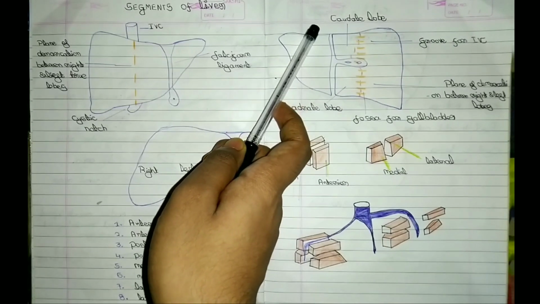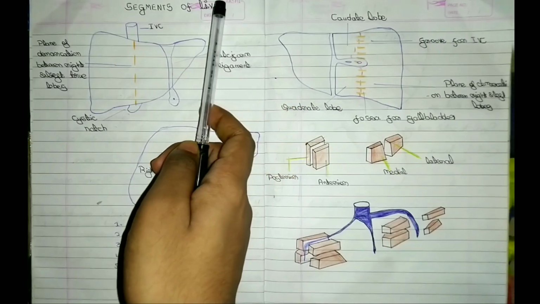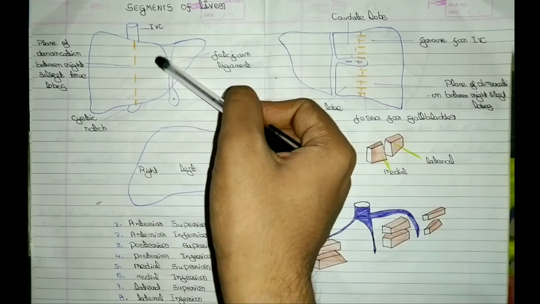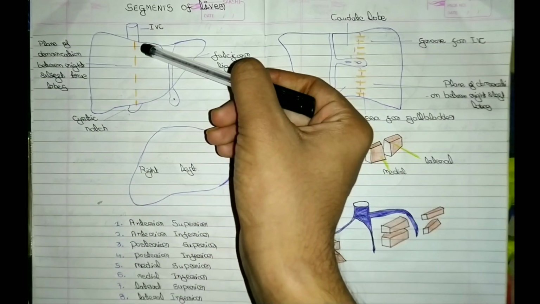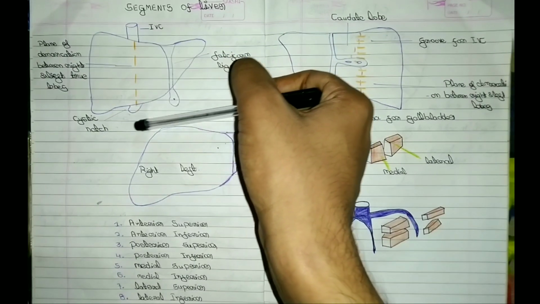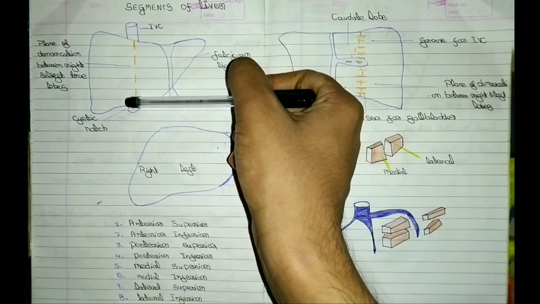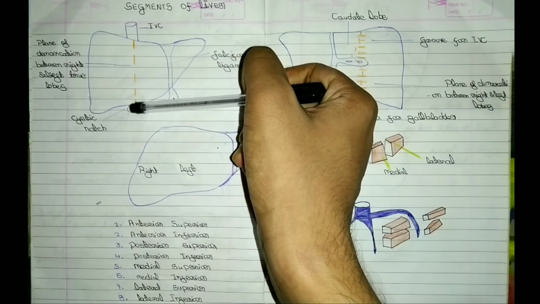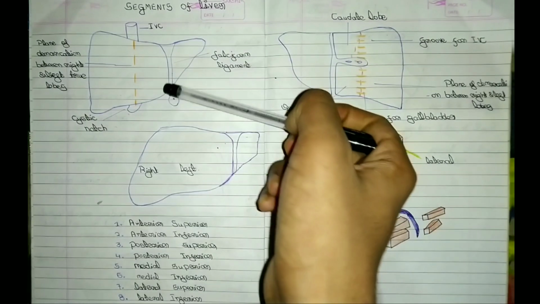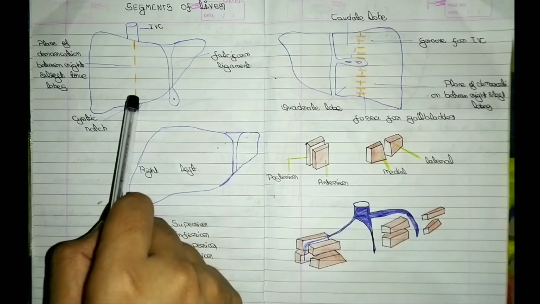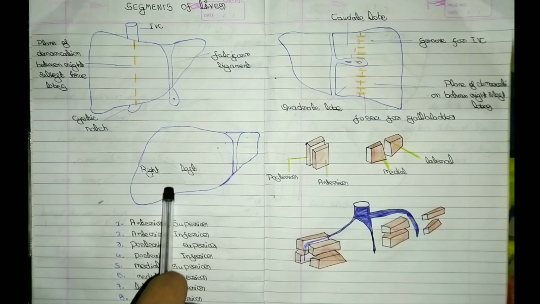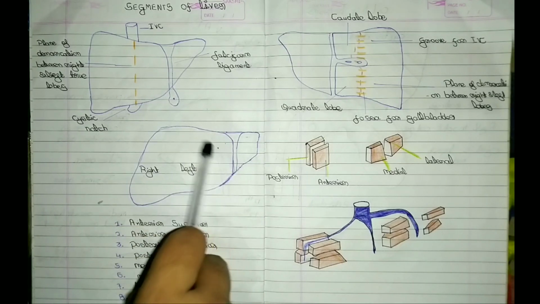These are the anatomical lobes. Physiologically, there are only 2 lobes: the right lobe and the left lobe, separated by an imaginary line passing from the inferior vena cava to the cystic notch of the gallbladder. Segments are defined in physiological lobes. Physiologically, there are 2 lobes: right lobe and left lobe.